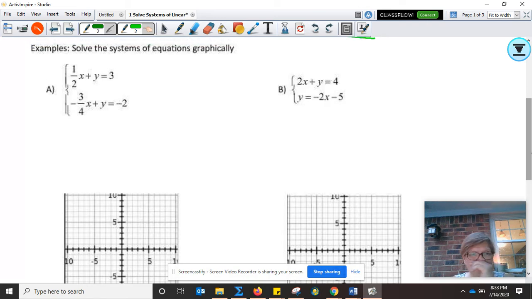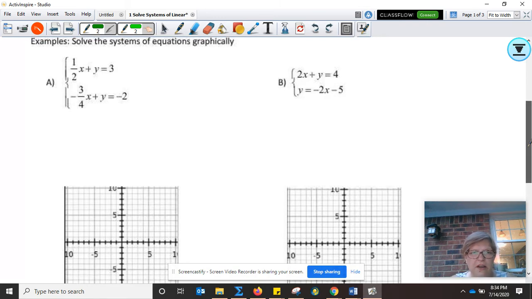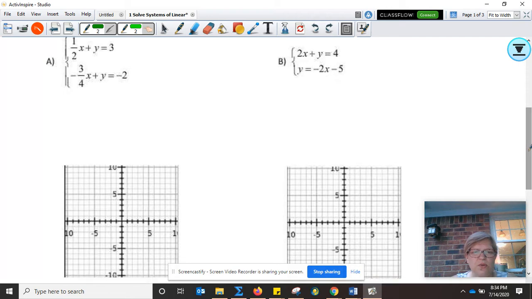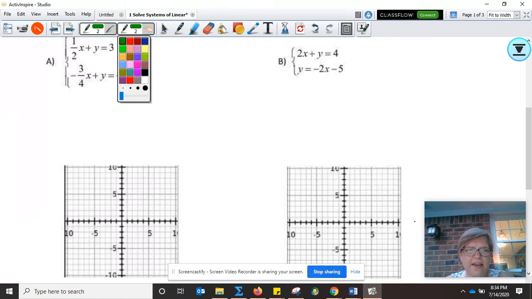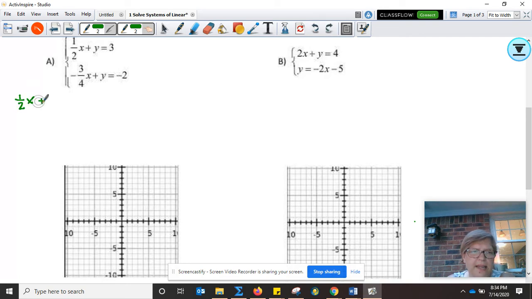Examples: solve the systems of equations graphically. First, I need to make sure my equations are in slope-intercept form. So let's look at this first one. I have 1/2 x plus y equals 3. I need to get that in y equals form, so I'm going to subtract 1/2 x from both sides, and I have y equals negative 1/2 x plus 3.